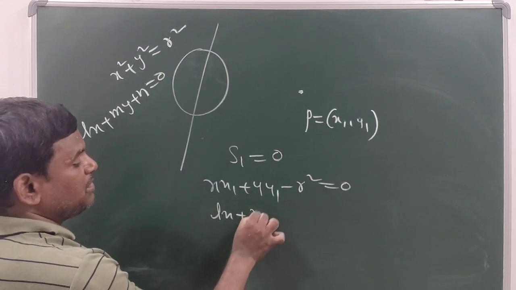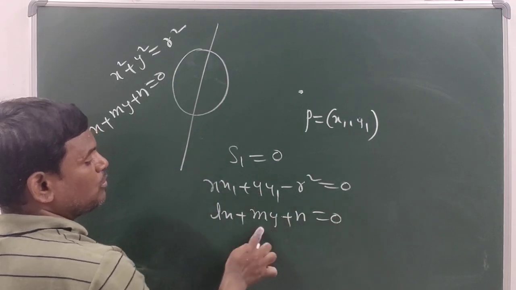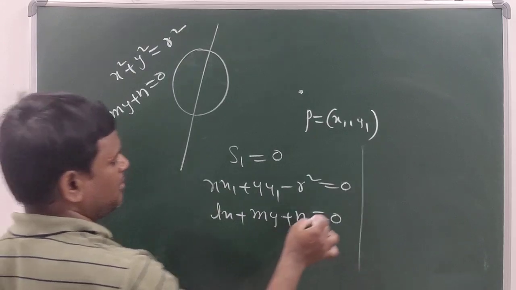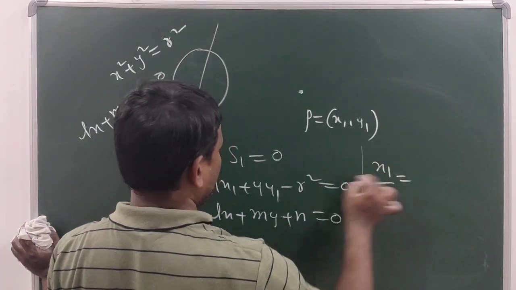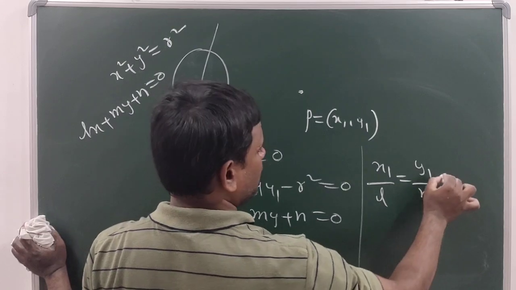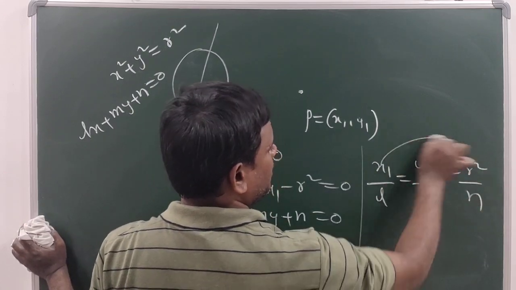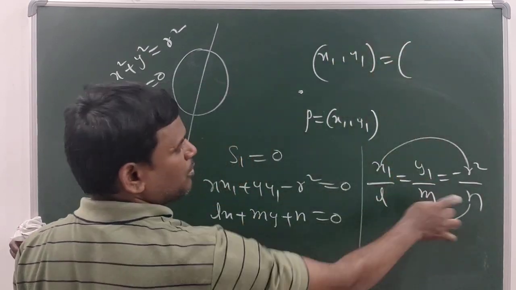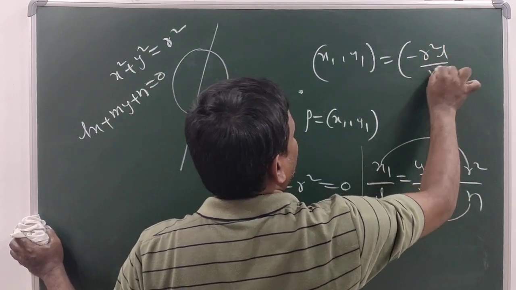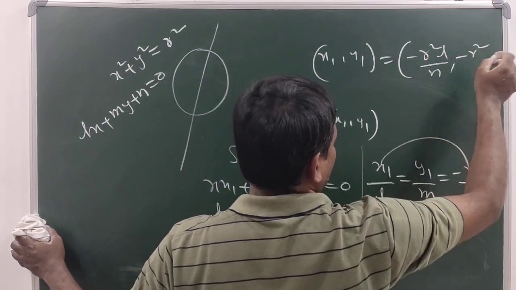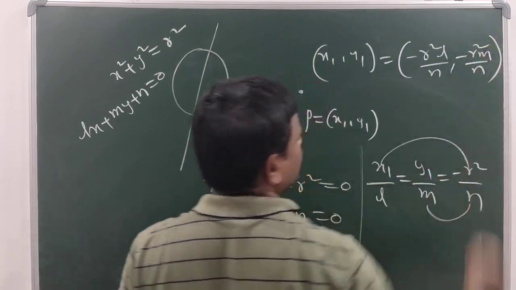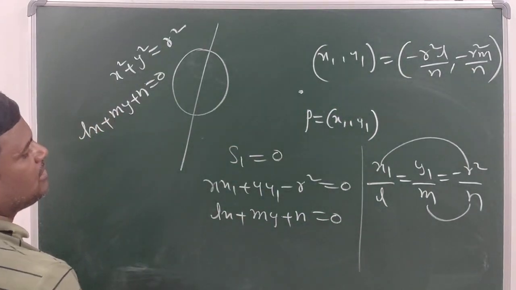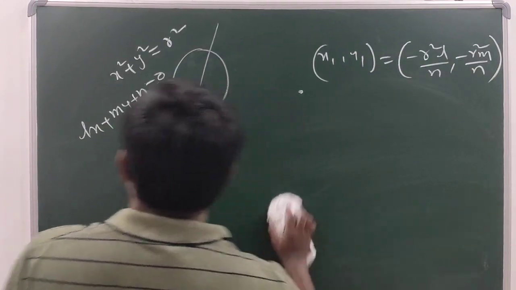This is obtained by applying this formula, but in the problem it is given as lx plus my plus n equal to 0. Both are representing the same line equation, hence their coefficients will be proportional. Now we equate, so x1 by l is equal to y1 by m, which is equal to minus r square by n. Equating these, you will get x1 comma y1 as minus r square l by n, minus r square m by n. We got the pole.